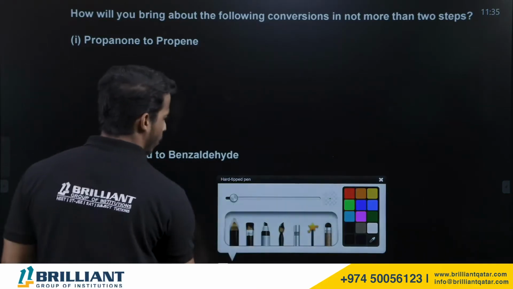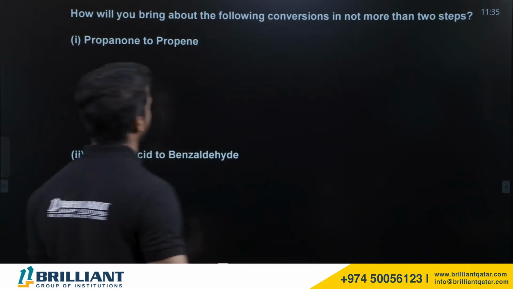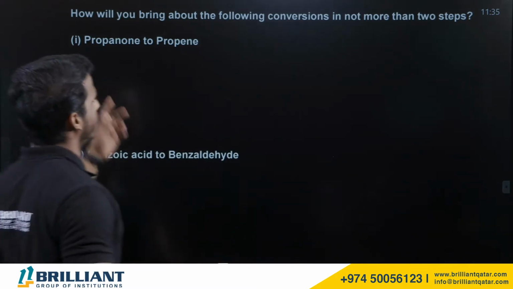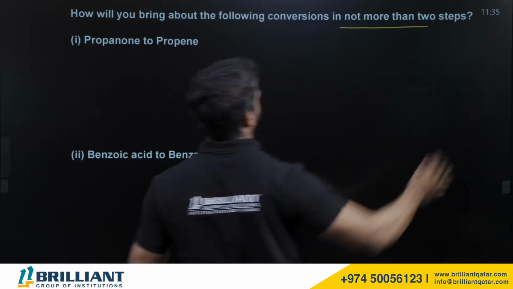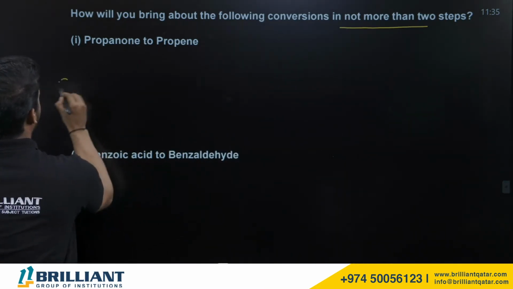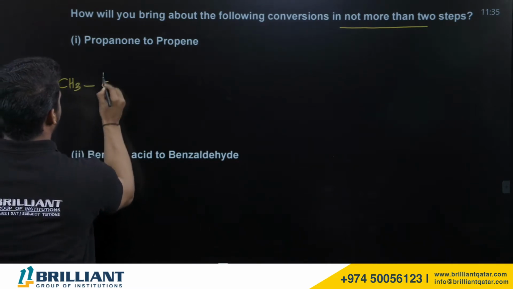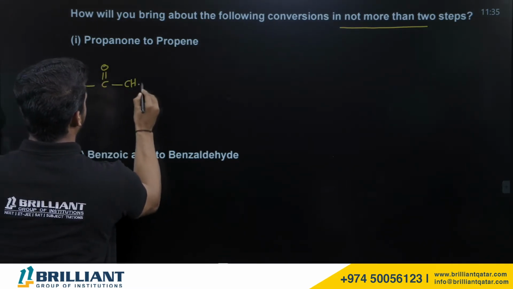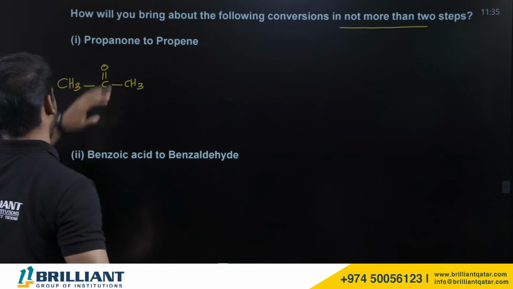How will you bring about the following conversion? Conversion questions are very important for your exam. Be very careful here: not more than 2 steps, maximum 2 steps. So the starting material is propanone. All of you write and practice it. This is called propanone or acetone. We have to convert it into propene.